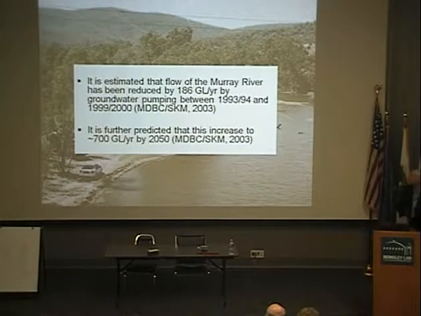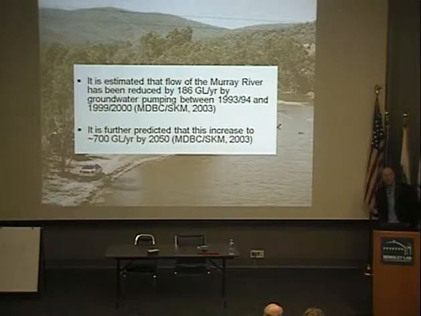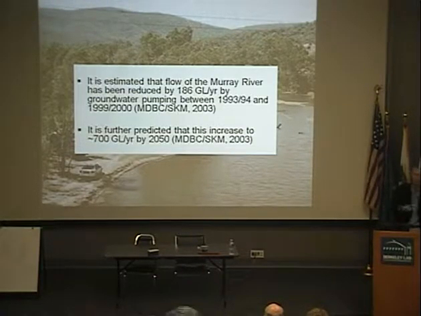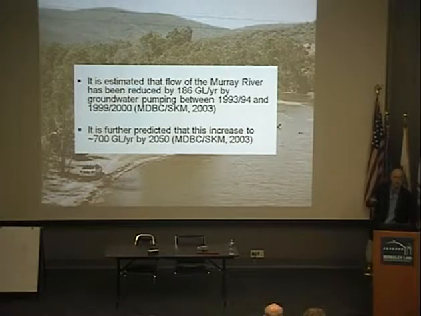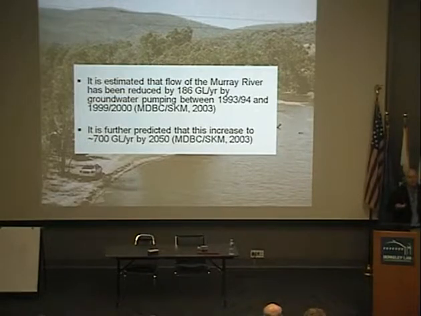A number of figures have been produced for the impact of groundwater pumping on streamflow. This is a slow process because the impact of groundwater pumping on streamflow can take many years or decades to be seen at the stream. It's predicted that there's a 186 gigalitre per year loss of streamflow by groundwater pumping, which will increase by up to 700 gigalitres per year in the next 30 or 40 years or so. And of course, one of the problems is the loss of streamflow also occurs during low flow, base flow conditions, when it's most important for ecological purposes.